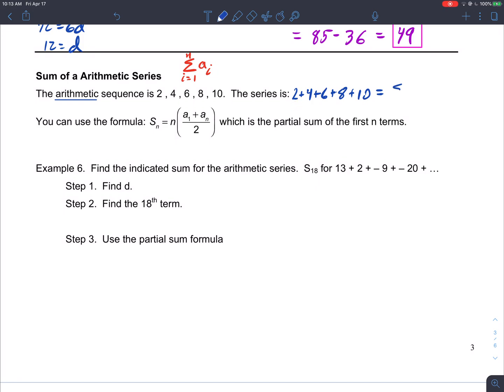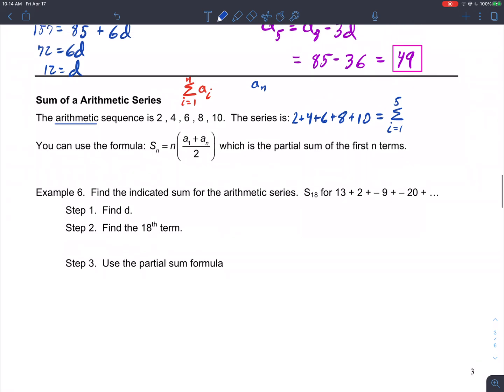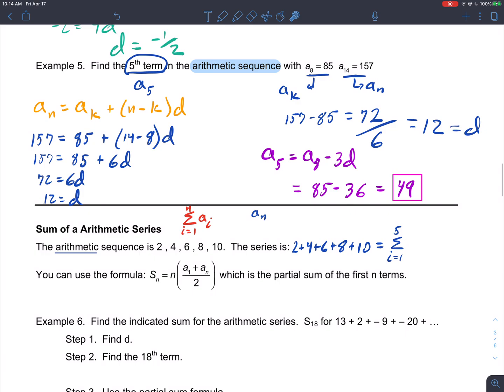So if I was going to write this as a sum with sigma notation, I would start with the first term and end with the fifth term. And then the question is, how would I represent the general term? Not how do I get to the next one. How would I represent the general term? I need a representation for the general term a sub i to go here. So to find a sub i, I use the formula that we discussed in the previous notes, or in class. I use this formula here.